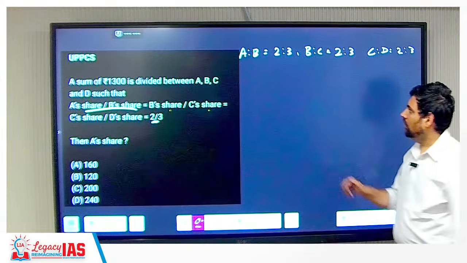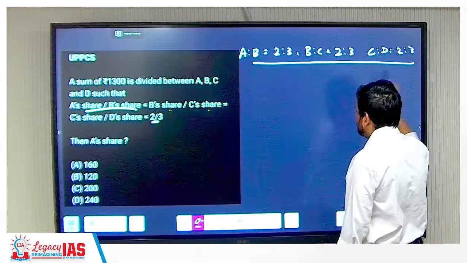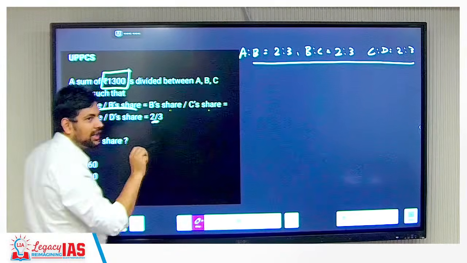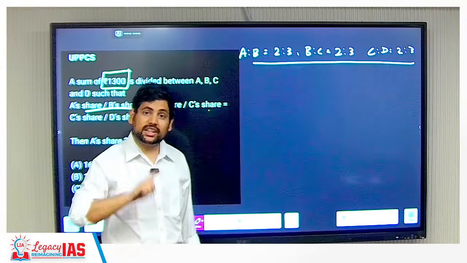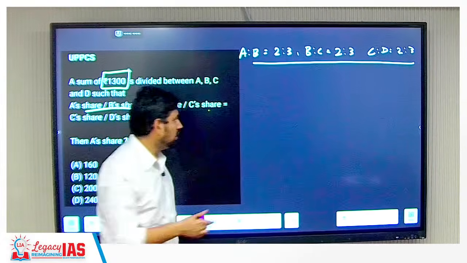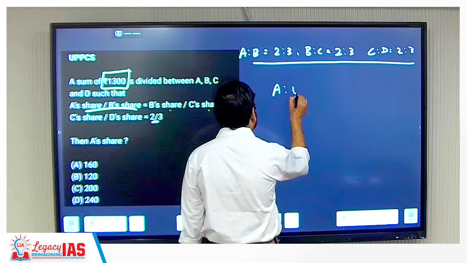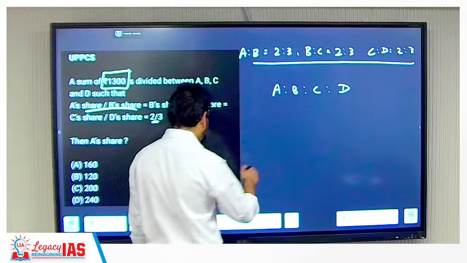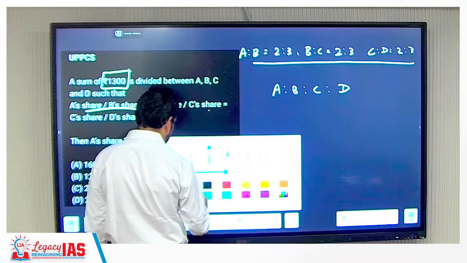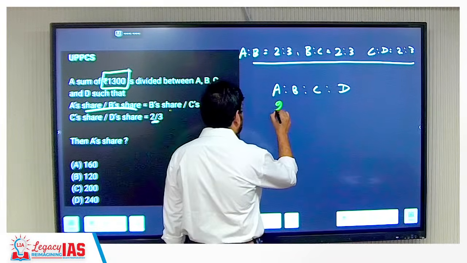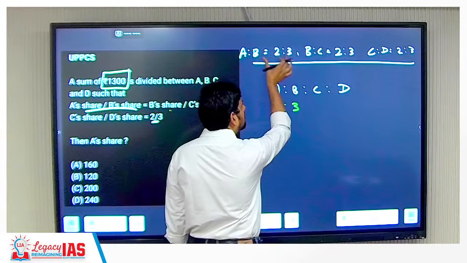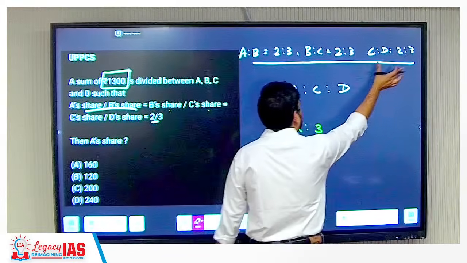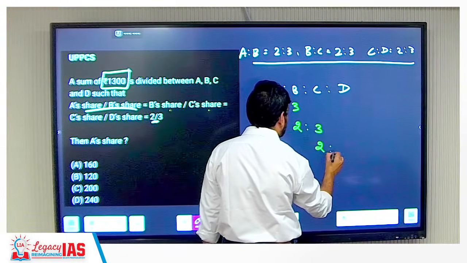You understand this? Now, if I want to find A's share, this sum of money is getting divided between all four of them. So I must get the combined ratio. What will be the combined ratio? The ratio of A, B, C, D. A to B is 2:3, then B to C is also 2:3, then C to D is also 2:3.